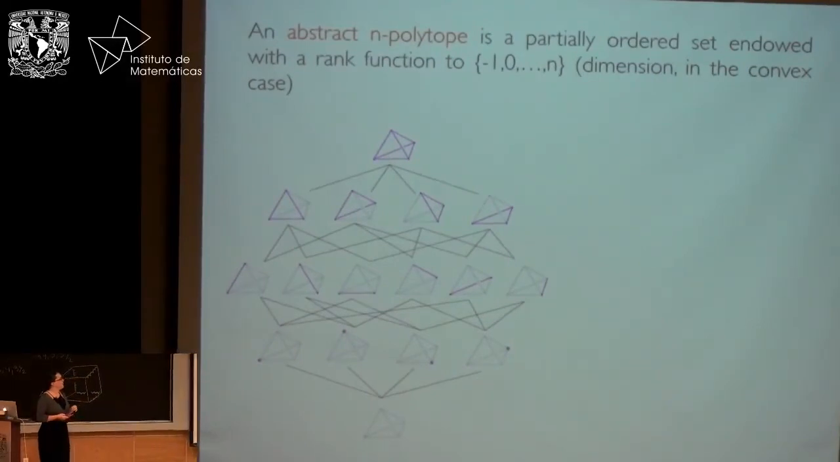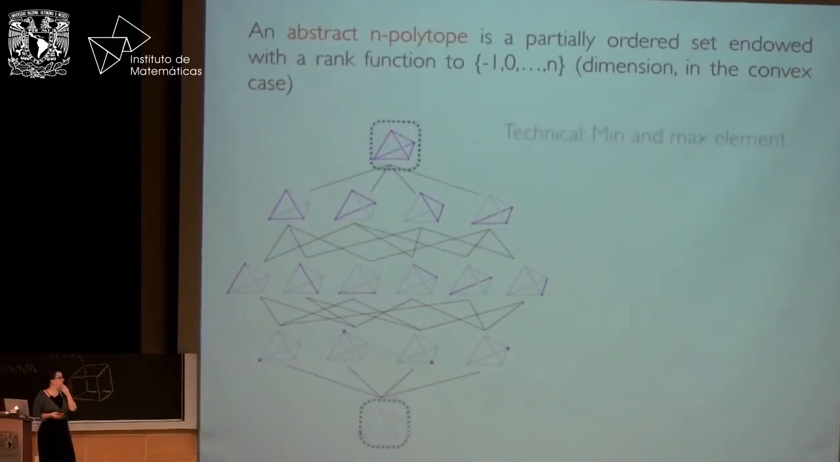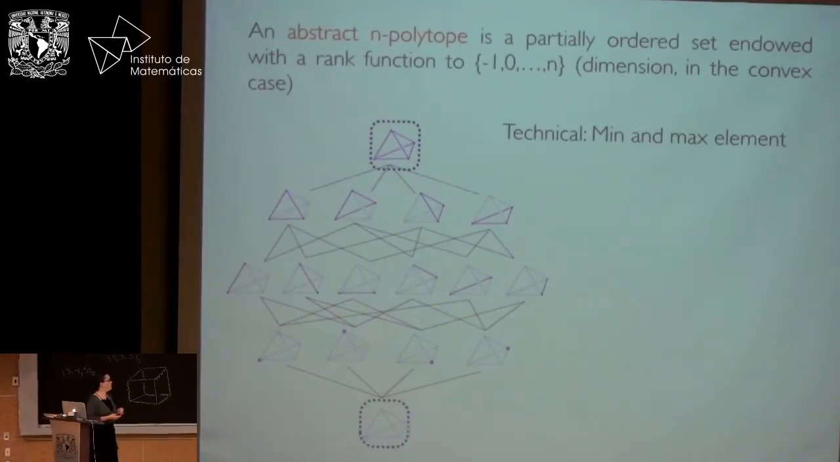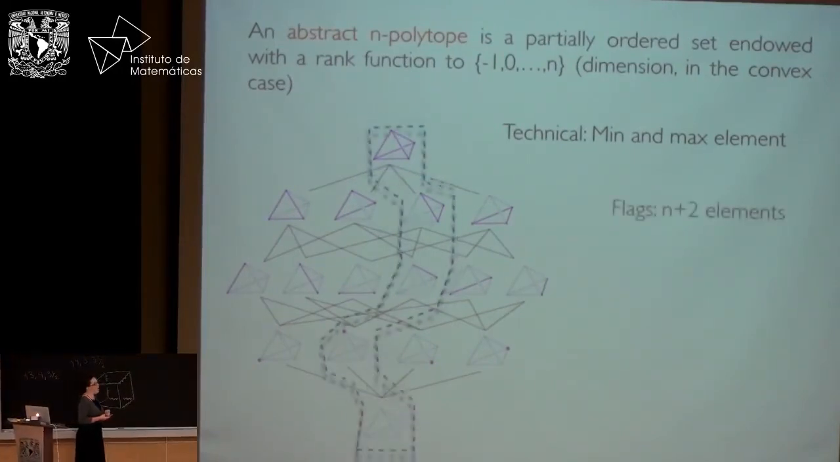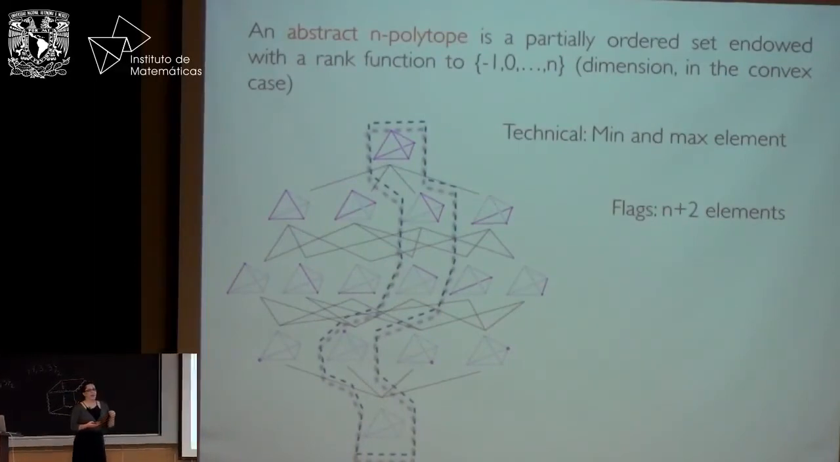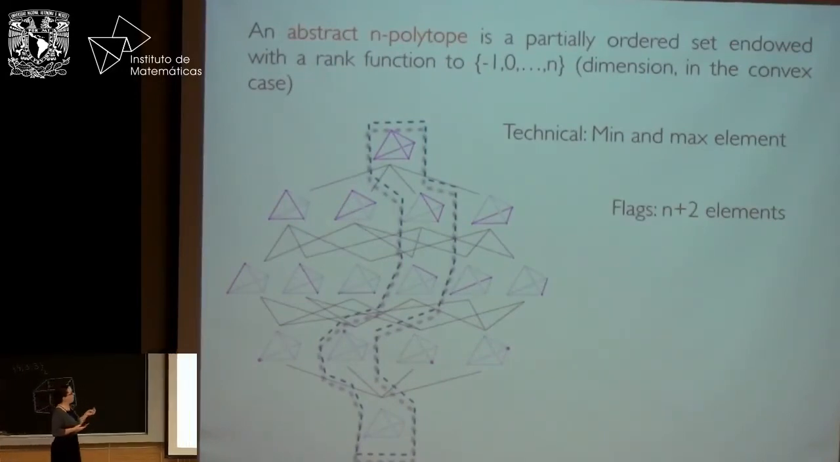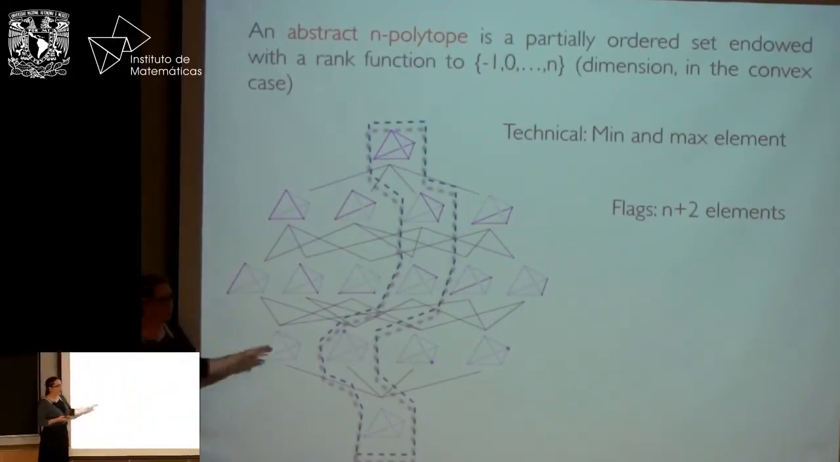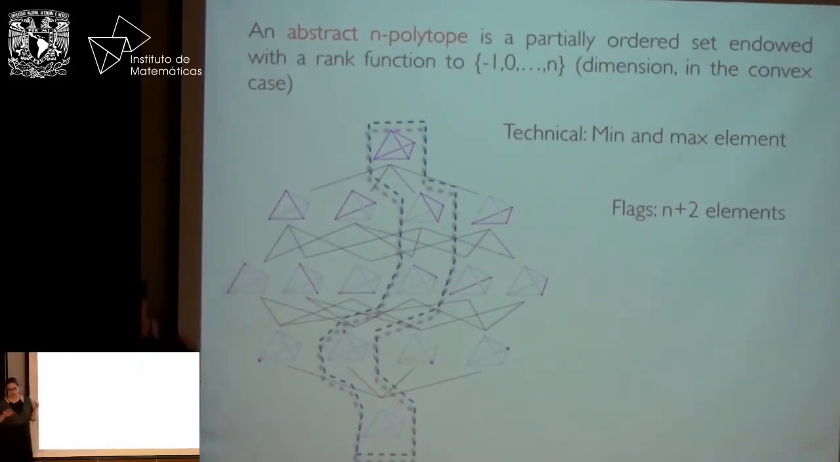And my partially ordered set is going to satisfy four properties. The first one is a technical one, and I'm going to ask for the ordered set to have a minimum and a maximum element. Then I'm going to ask for the flags, and a flag in the geometry is going to be my tetrahedron that I have, the little one with vertices of different colors. In the ordered set it is going to be a maximal chain, so a maximal linearly ordered subset. And I'm going to ask for all of them to have the same number of elements, n plus 2. And what that means is that a maximal chain has precisely one element of each rank.